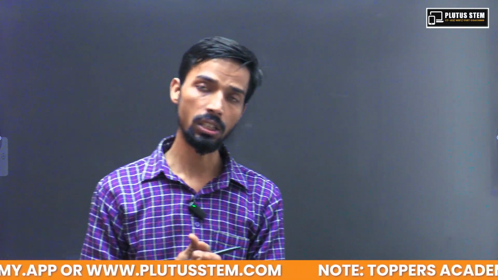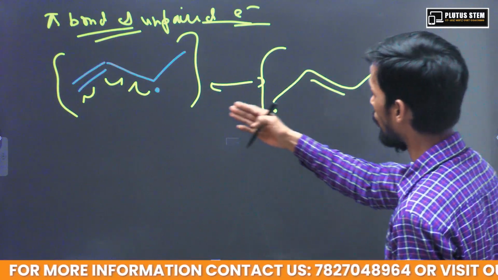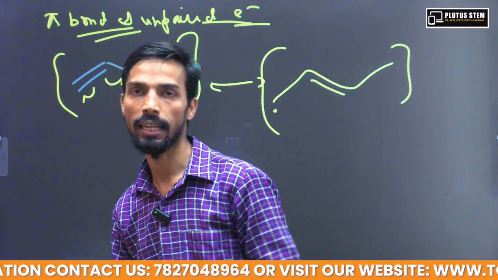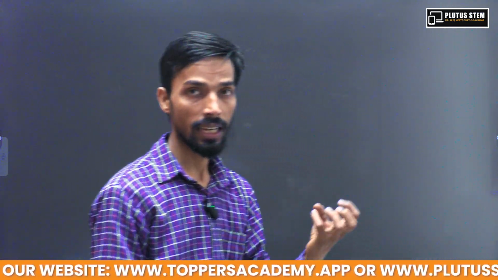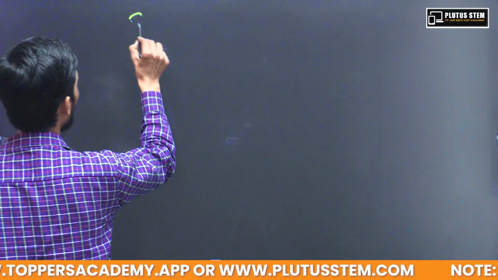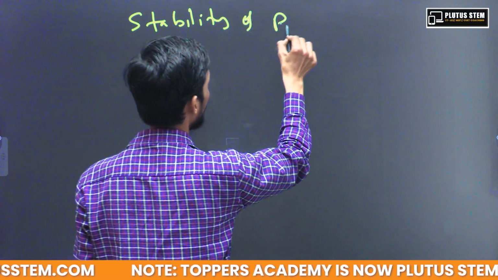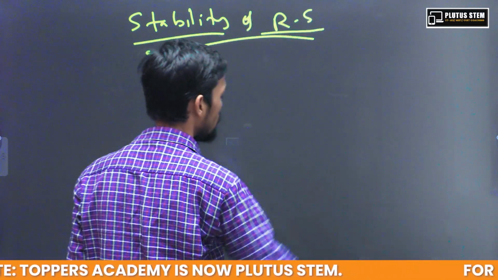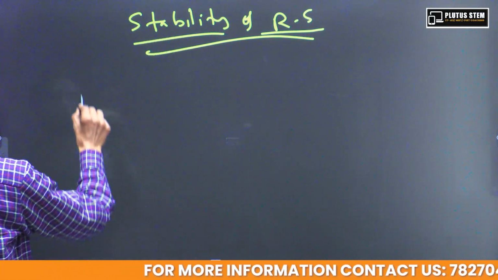But through these different structures, we are going to see one more term, that is the stability of these resonating structures, like we have drawn. So which one is more stable? That is the question that arises. So which resonating structure is more stable? To understand this concept, there are few points which I am telling you. Stability of resonating structure. The first thing is neutral compound.